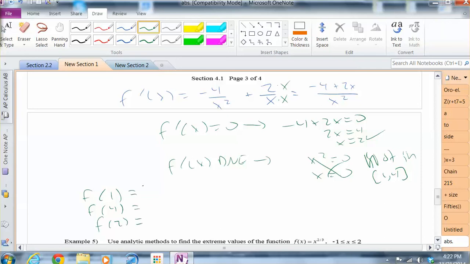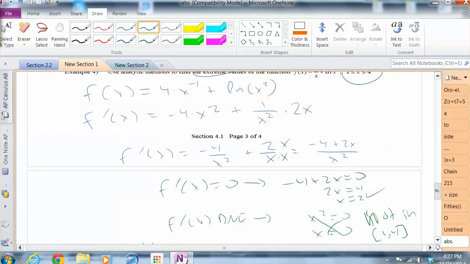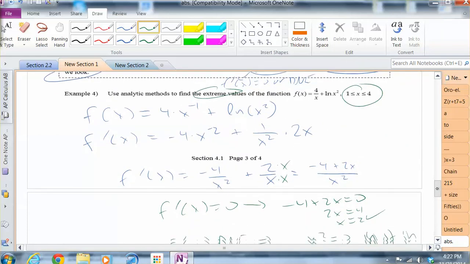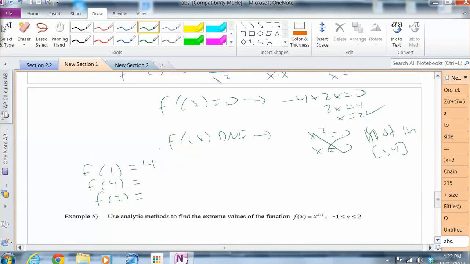If you define f of 1, you should get 4 by plugging 1 back into the function. And so we're trying to find the y values for the original function for each of these points. So like 1, 4 would kind of look like this. F of 4, if you work that out, that's going to be 1 plus natural log of 16, which is 3.773. And f of 2, 2 plus ln 4 will be 3.380, if you work that out.